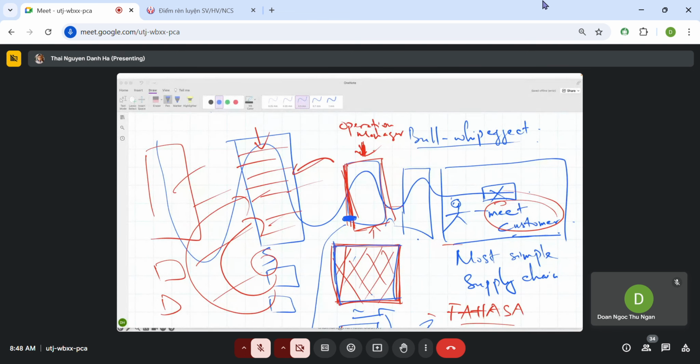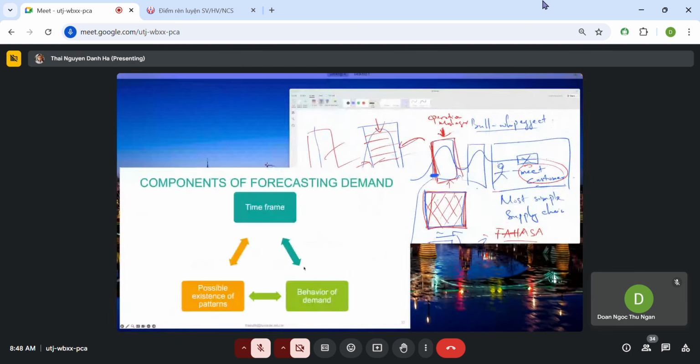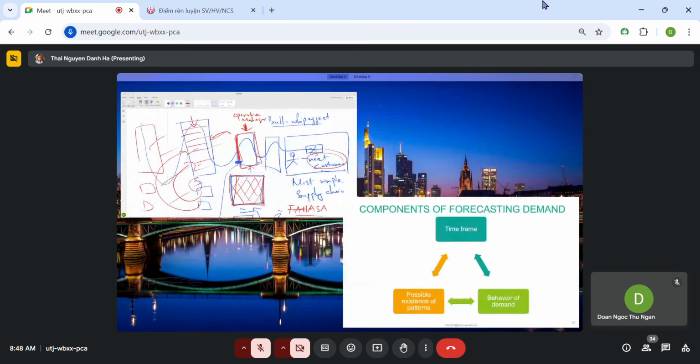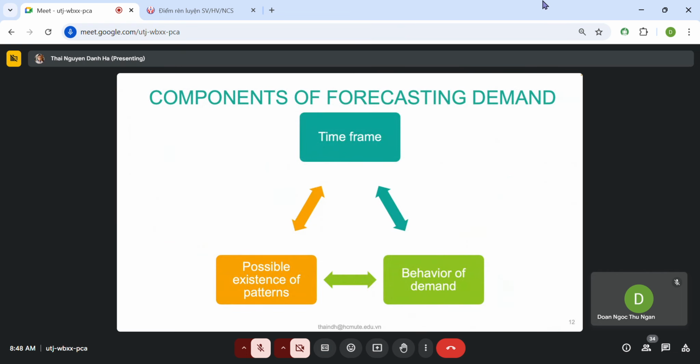And the next one is the possible existence of the pattern. The keyword is the pattern of the demand of the customer. Sometimes the pattern is this way, and sometimes the pattern is this type, and we need to predict the pattern of the demand. If we really understand the pattern of the demand, we can predict easily, right?